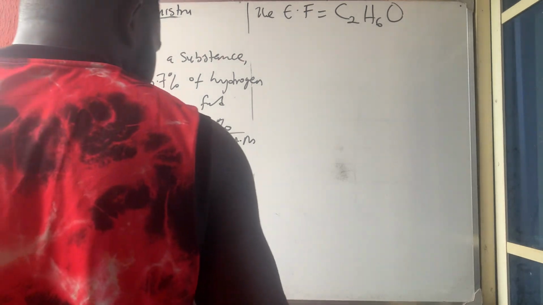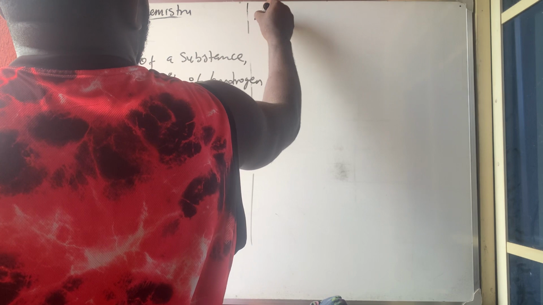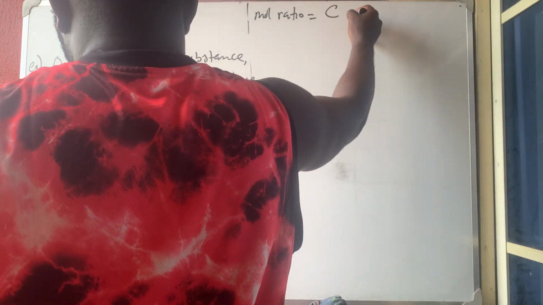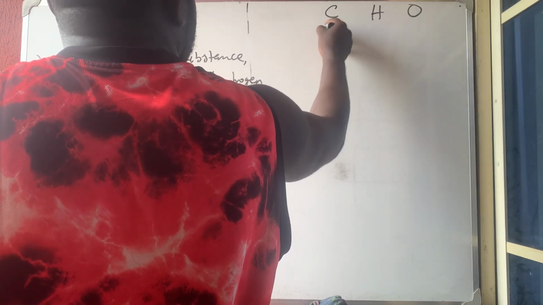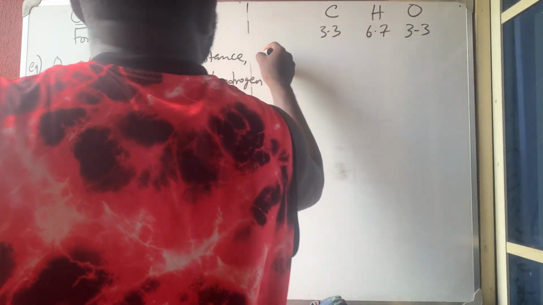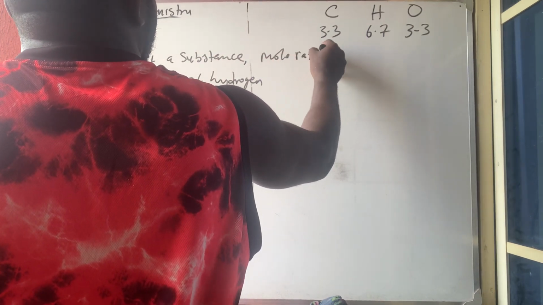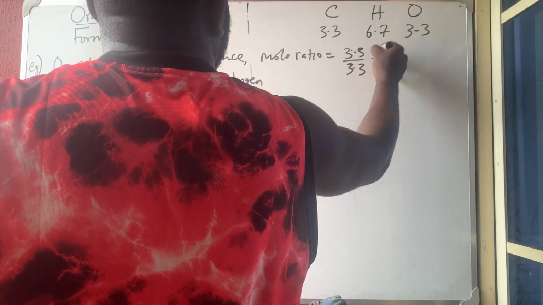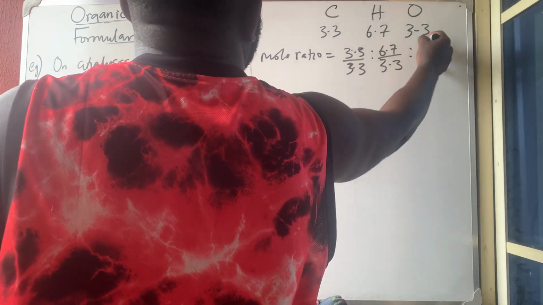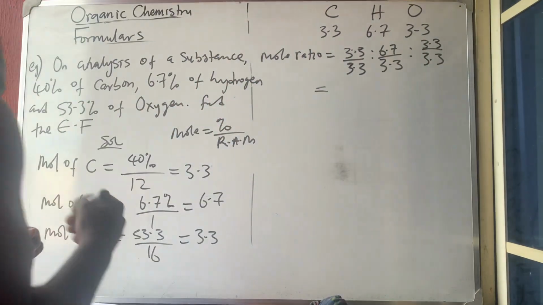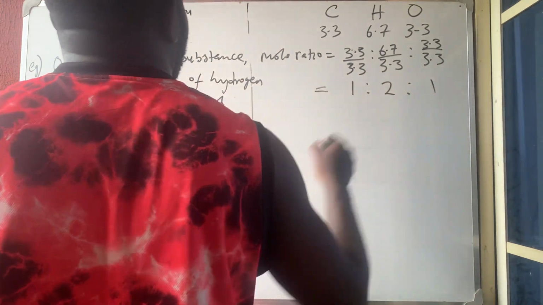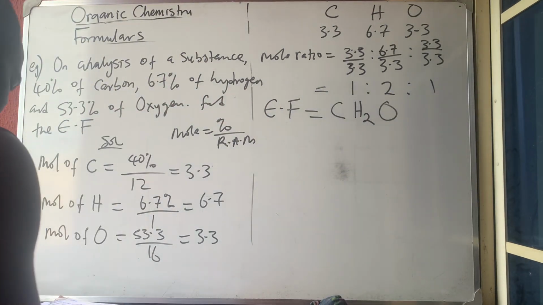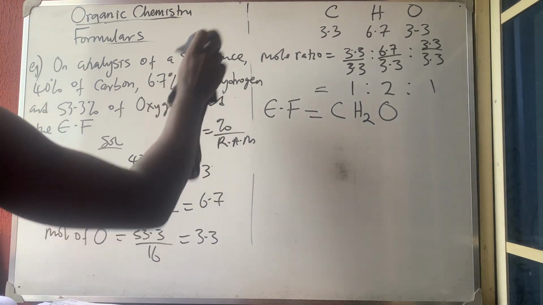So now their mole ratio for carbon, hydrogen and oxygen is 3.3, 6.7, 3.3. Their mole ratio is found simply by dividing by the smallest. That is 3.3 divided by 3.3 to 6.7 divided by 3.3 to 3.3 divided by 3.3. So we have 1:2:1. So their empirical formula is simply CH2O. Let us clean.